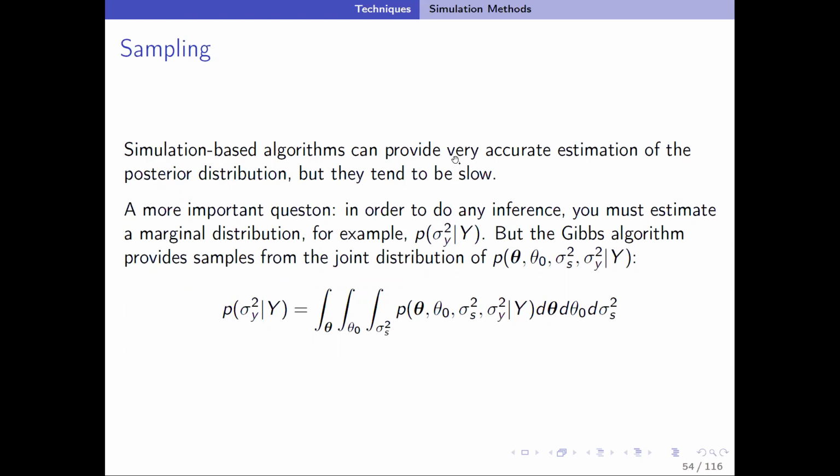Simulation-based methods can get very accurate estimation of the posterior, although they tend to be slow or computationally intensive. They get what you want. But a more important question is, in order for you to do inference, you want a marginal distribution. Okay, what that means is that you want to know what the distribution of my parameter of interest is without having to know any other parameters.